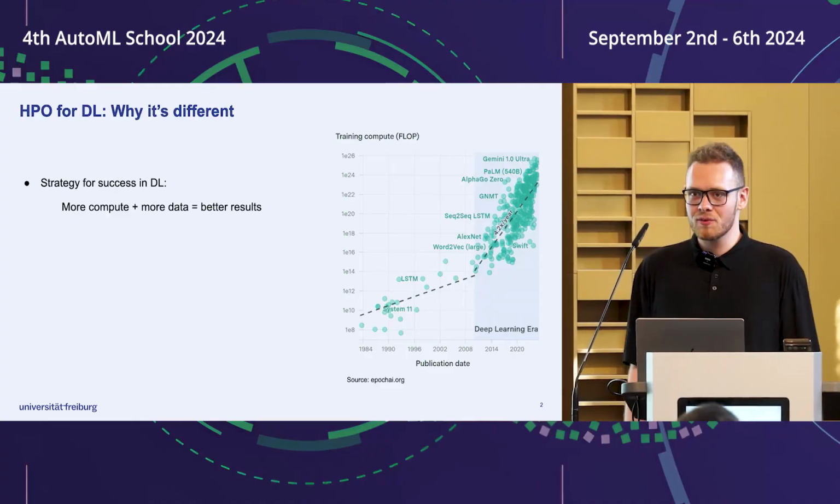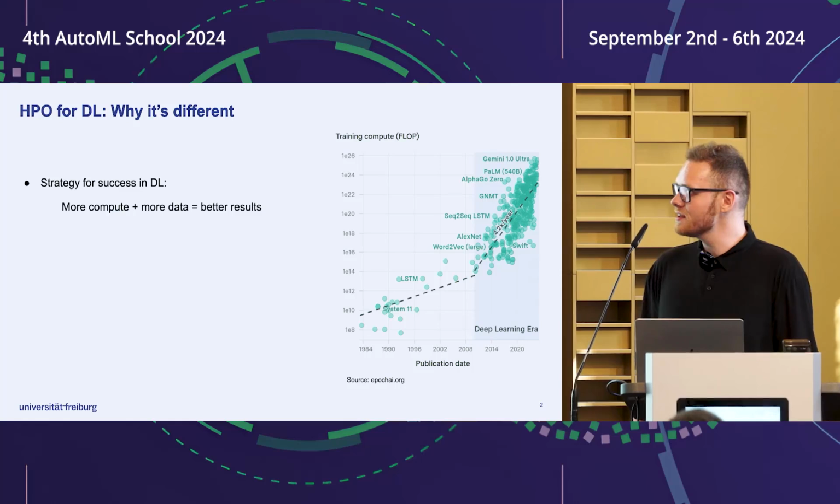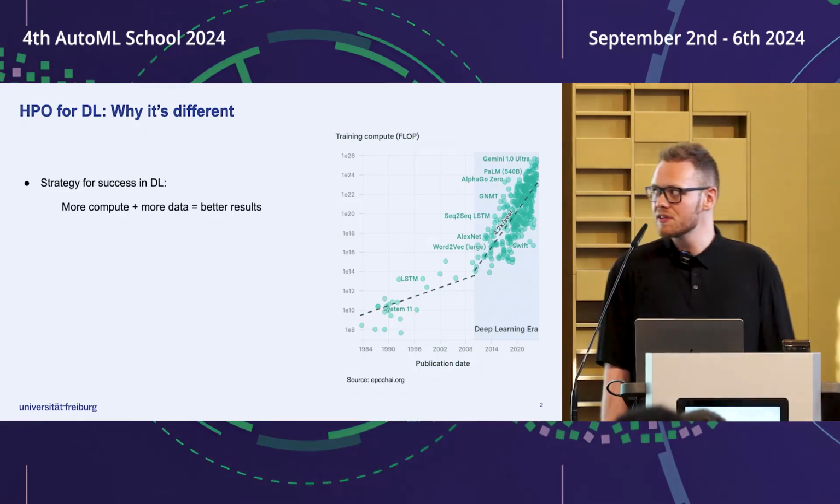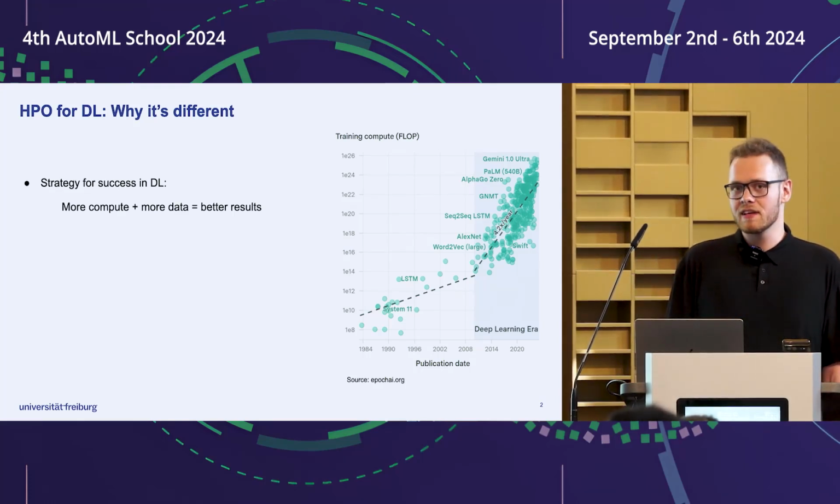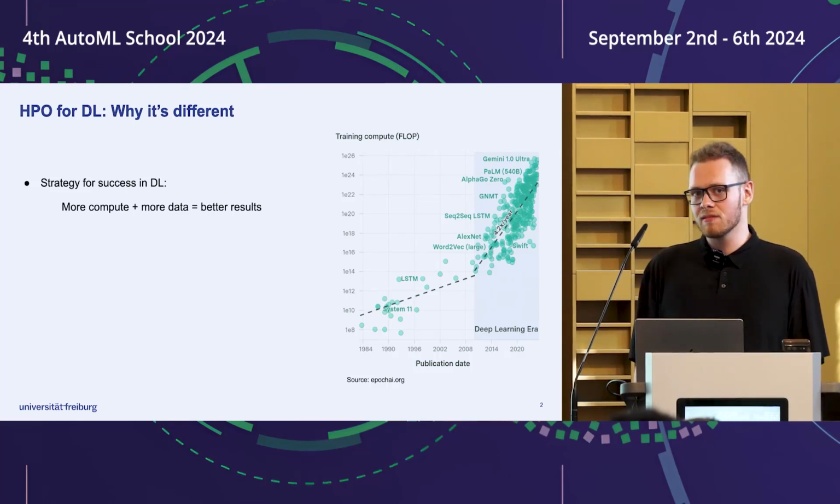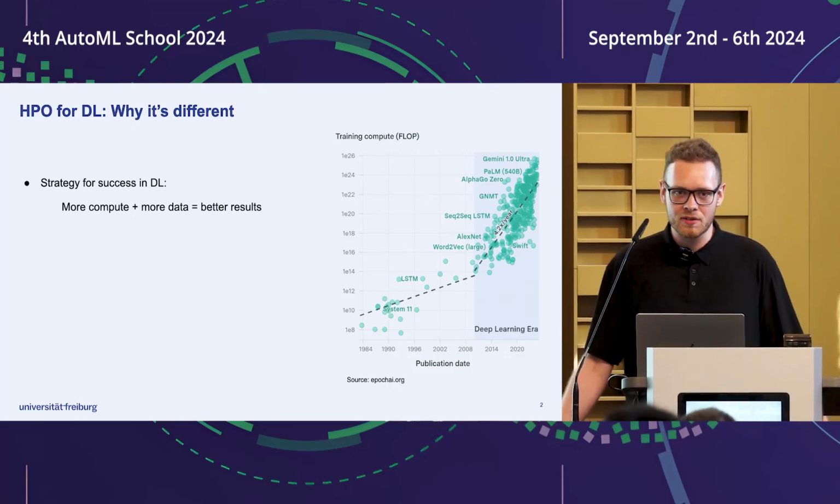Yeah, NAPS is for deep learning, but why do we need something specifically for deep learning? Why is deep learning different in terms of HPO? And the thing that's different about it, or one of the things, is that the strategy behind deep learning right now is essentially more compute, more data, and you get better results.